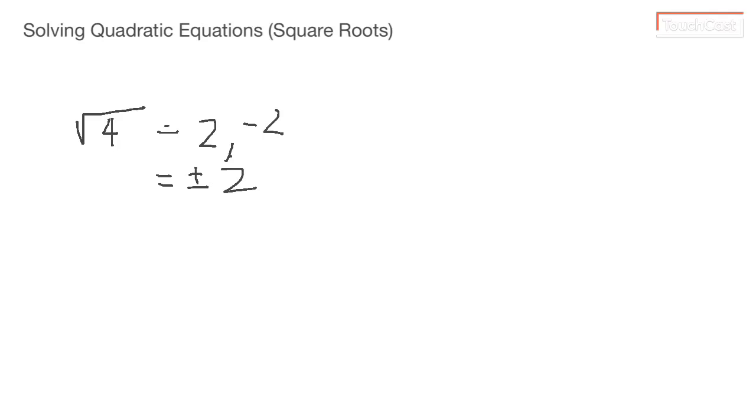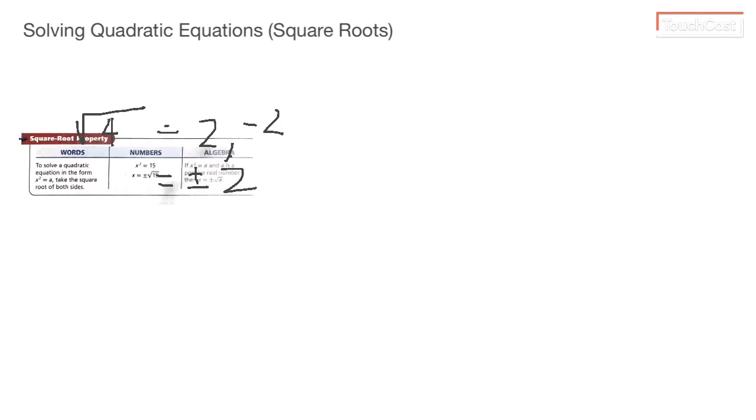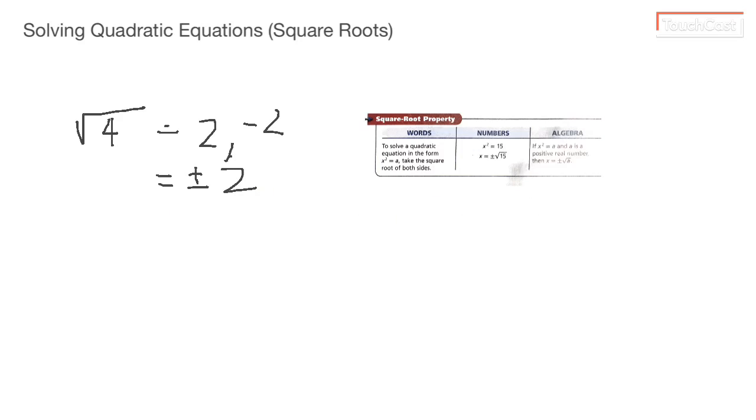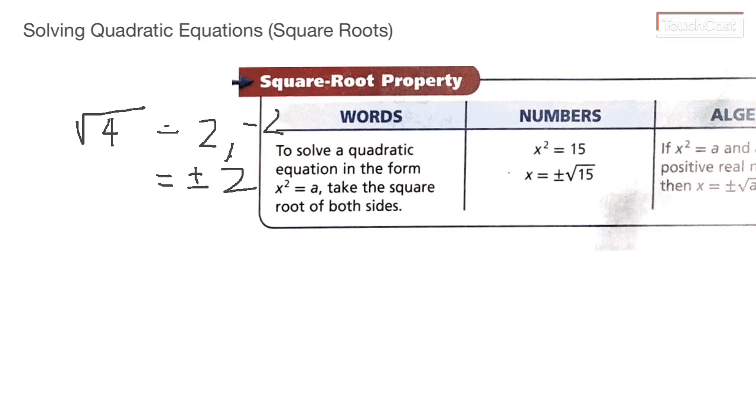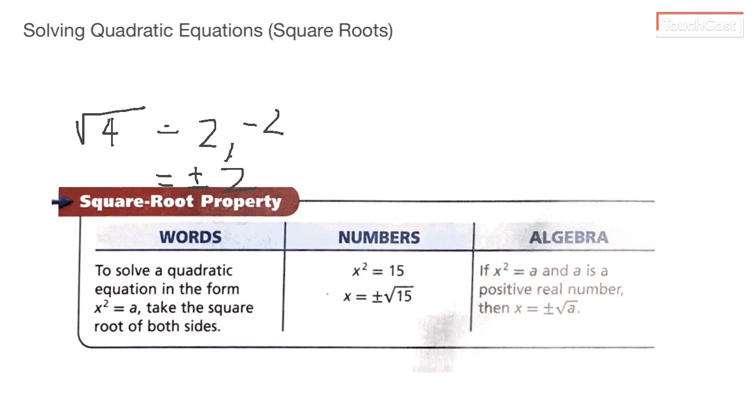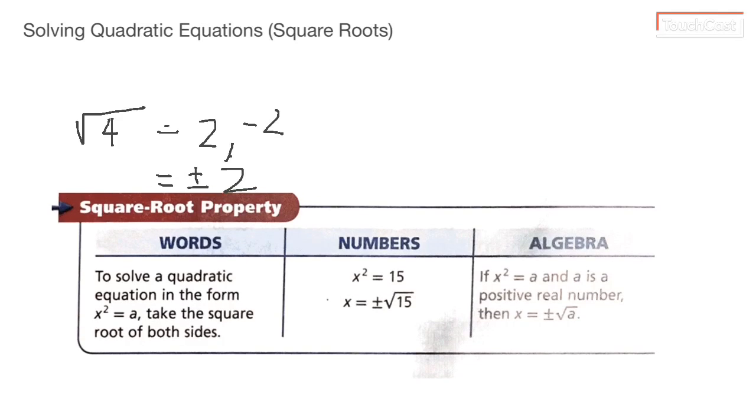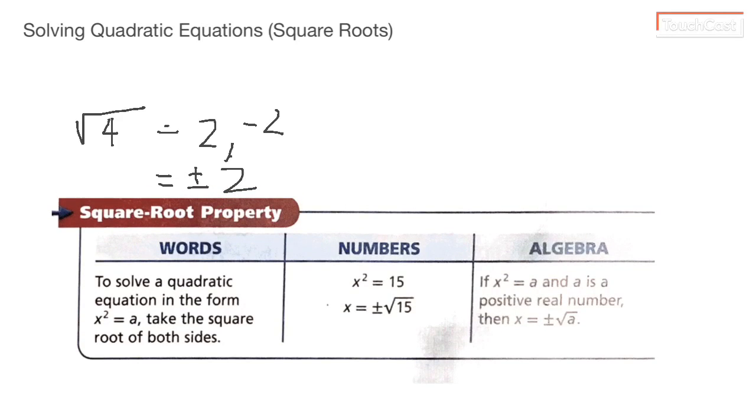And we're going to be looking at that for a lot of problems today. In fact, that brings me into the big property of this lesson, and that is the square root property. If we have a quadratic equation and we want to solve it, we can use this square root property method. Really, if we have x squared is equal to a number, and that's it, we can take the square root of both sides and get the answer.